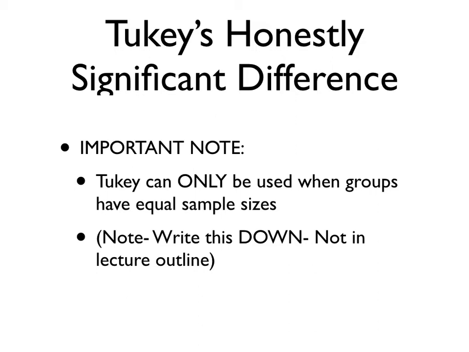So, an important note, you can only use Tukey when groups have equal sample sizes. Write this down. It's not in the lecture outline. It got added afterwards. You can only use Tukey when the groups have equal sample sizes. So if group 1 has 10 people, group 2 has 10 people, and group 3 has 9 people, nope, cannot use Tukey. This can only be used with equal sample sizes.